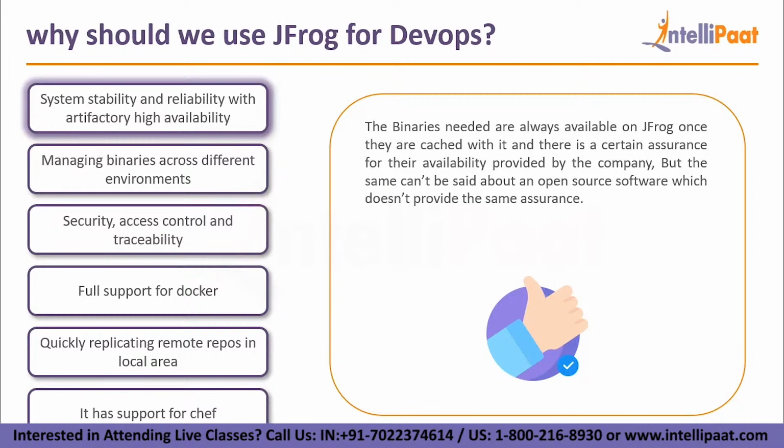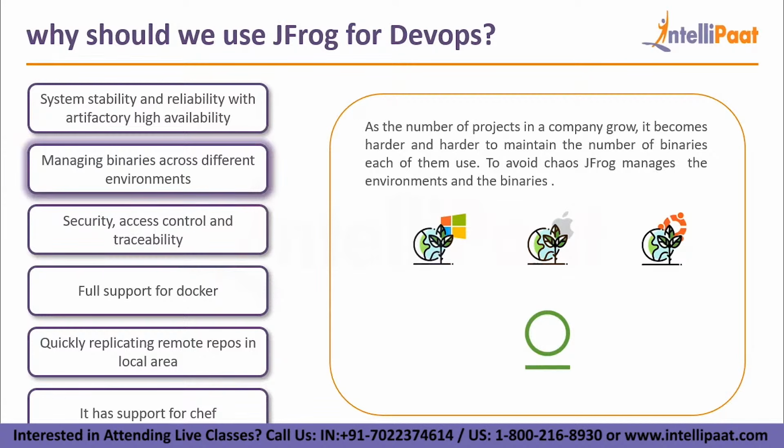Then the next quality is managing binaries across different environments. As the number of projects in a company grows, it becomes harder and harder to maintain the binaries each of them uses. To avoid chaos, JFrog manages environments and the binaries. If you have different teams working in different environments and storing different artifacts, there's a probability that there might be some chaos involved, that you might mix up some artifacts here and there. But JFrog assures that this will not happen. It has the ability to store different artifacts for different projects and different teams in different places, so that such a thing does not happen.